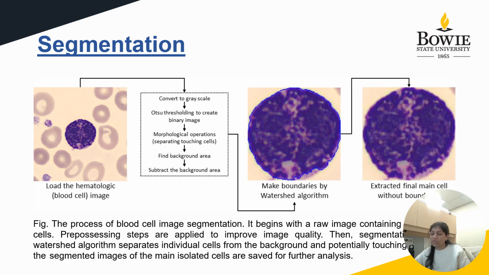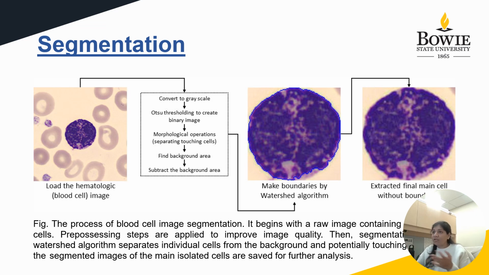So as a pre-process of the data, we take the raw images. The process of blood cell image segmentation begins with a raw image containing the different blood cells. The pre-processing steps are applied to improve the image quality. Then the watershed segmentation algorithm separates the individual cells from the background, potentially not touching each other, and the segmented images of the isolated cells are saved for further analysis.